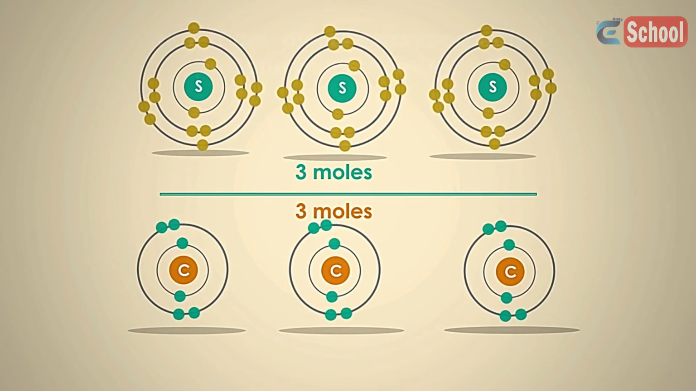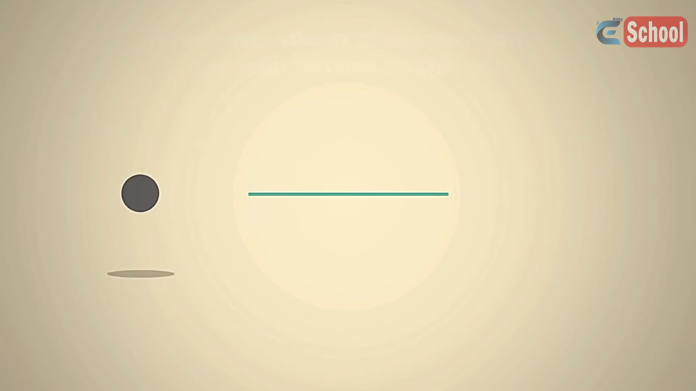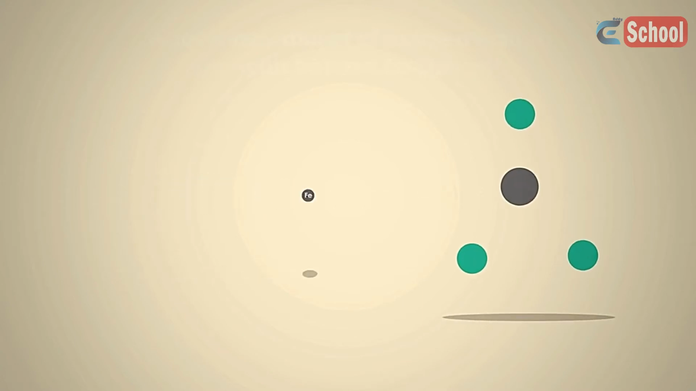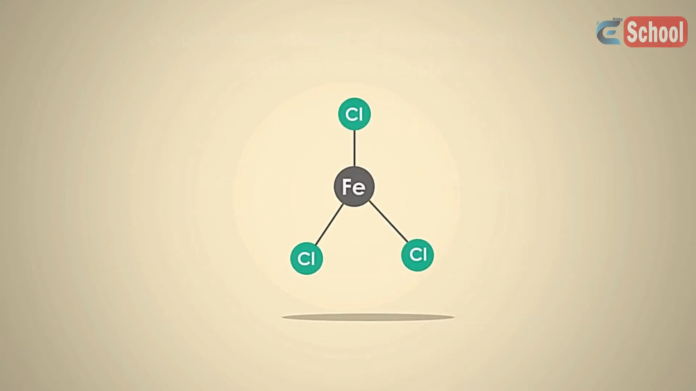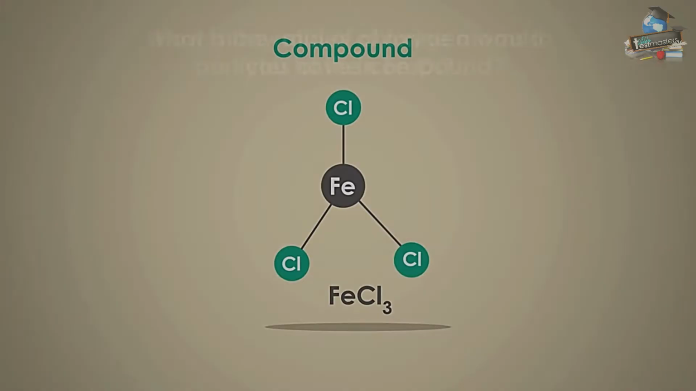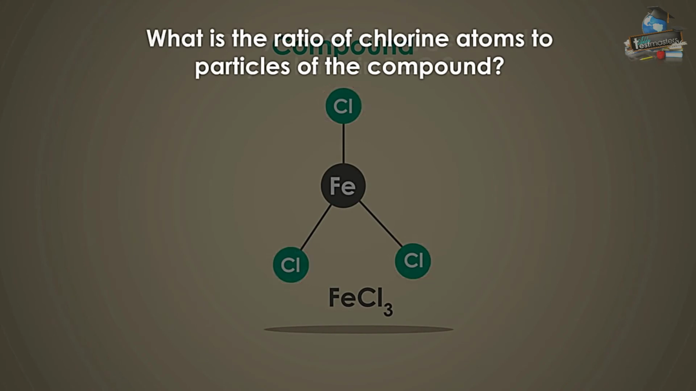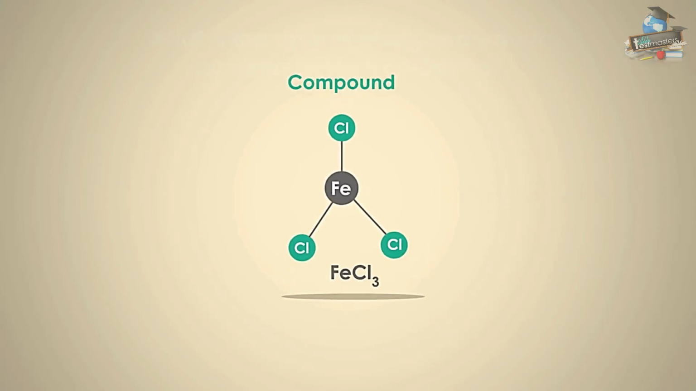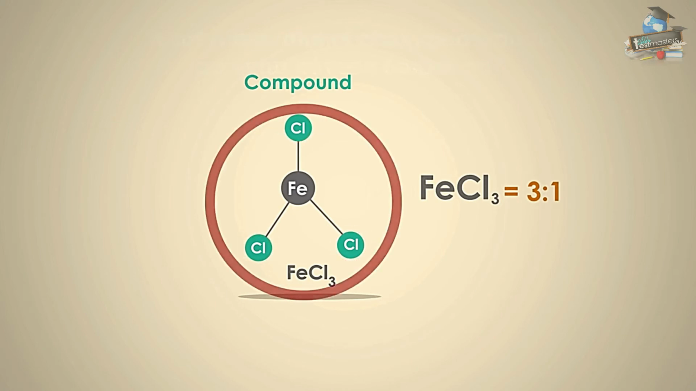number of compound particles. Let's say you have 1 mole of iron atoms, but they are in a compound, FeCl3. This means you also have 1 mole of the compound. The ratio of iron atoms to particles of compounds is 1 to 1. What is the ratio of chlorine atoms to particles of the compound? Pause the video whilst you think. 3 to 1. There are 3 chlorine atoms per formula unit.